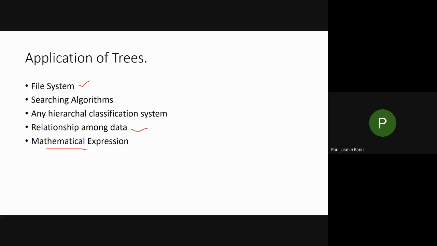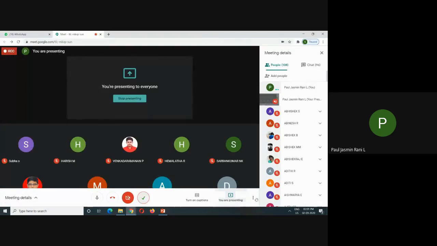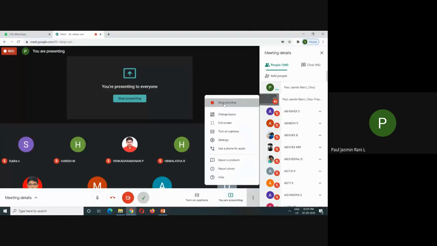And as we discussed now, in order to solve mathematical expressions, I can use tree data structures. So these are the various areas where we are using tree data structures. With this I finish today's session. Any doubt in this, ma? Students, any doubt?